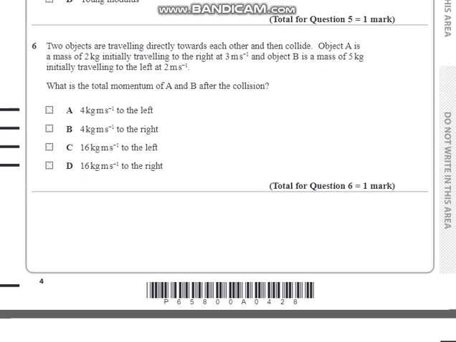The sixth part is two objects are traveling directly toward each other and then collide. Object A is a mass of 2 kg initially traveling to the right at 3 meter per second, and object B is mass of 5 kg initially traveling to the left at 2 meter per second. What is the total momentum of A and B after the collision? So very easy question here.